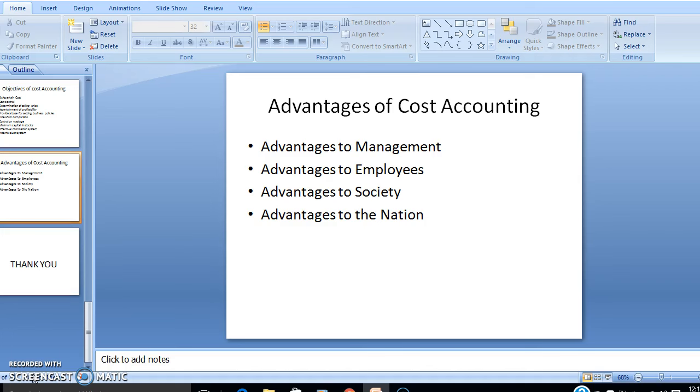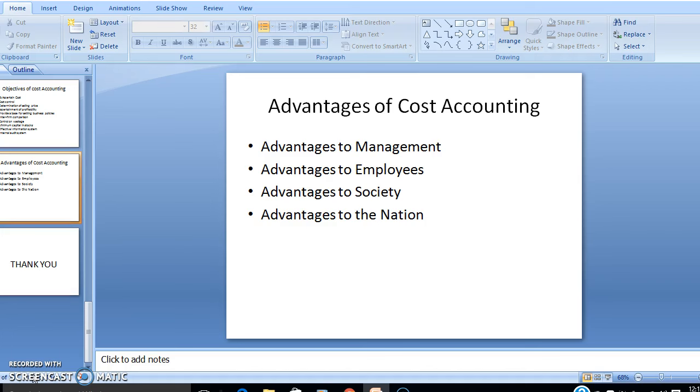Cost accounting is advantageous to society too. Society is benefited to a large extent by the application of cost accounting system in the factory, through which better quality products are made available to the consumer at the lowest possible prices. Workers of the factory are part of the society, and happy workers make the society more happy.